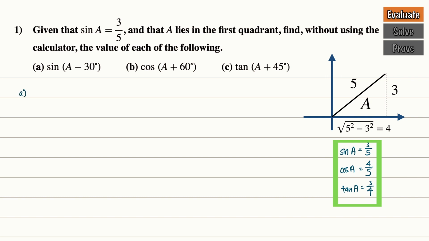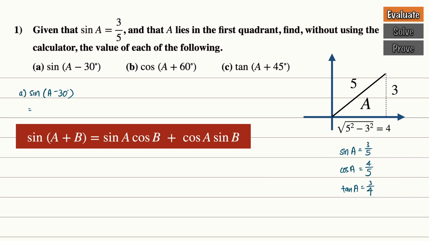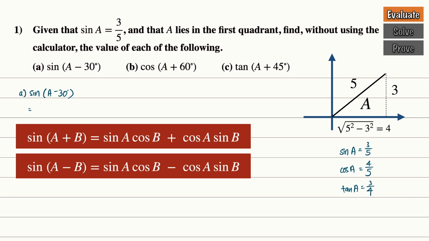So for part A, we have sine A minus 30 degrees, and this is a clear indication that we must use the addition formula because in the angle over here, you see two terms, A minus 30 degrees. So let's employ the sine addition formula right now, which is sine A plus B equals to sine A cosine B plus cosine A sine B. Now in your textbook, you will also see the other formula of sine addition formula, which is sine A minus B equals to sine A cosine B minus cosine A sine B, which is a mouthful.